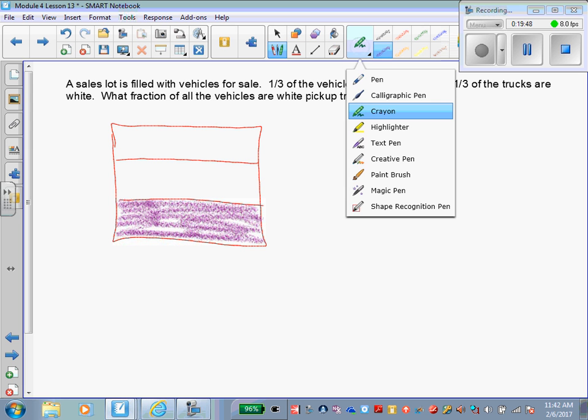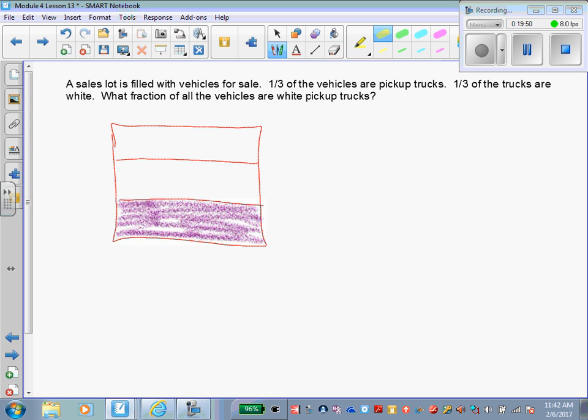Look at this. Tiana is on a roll today. 1/3 of the vehicles are pickup trucks. So this right here, this purple shaded area, are all the pickup trucks. This is 1/3. 1/3 are pickup trucks.